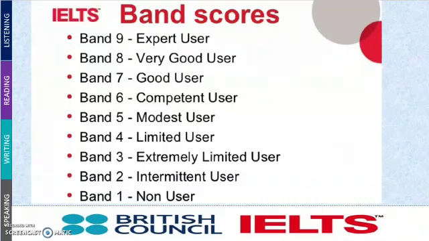Now, what is the IELTS band score? So we can say that band 9 is the highest band that is considered in the IELTS exam. And it says that a person is an expert user. Band 8, very good user. Band 7, good user. Band 6, competent user. Band 5, modest user. 4 is limited user. 3 is extremely limited user. And 2 is intermittent user. Band 1, obviously, non-user.